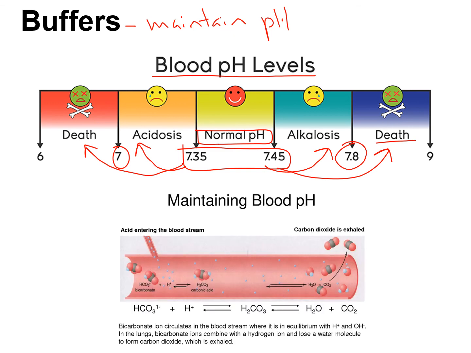To maintain our blood pH, we have a buffer in our blood called bicarbonate. Bicarbonate will buffer our blood, so if acid enters, it's going to absorb the acid, or if the blood becomes too alkaline, it's going to release hydrogen ions. So that is one of the major buffers that maintains the pH of our blood so that our bodies can function.